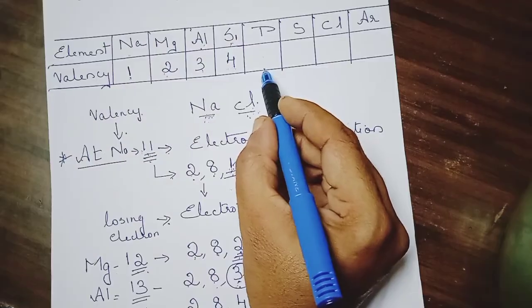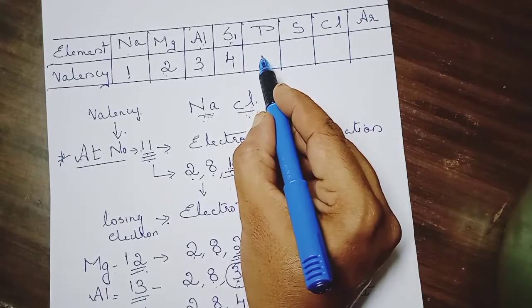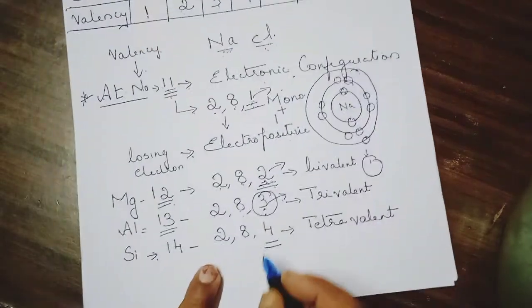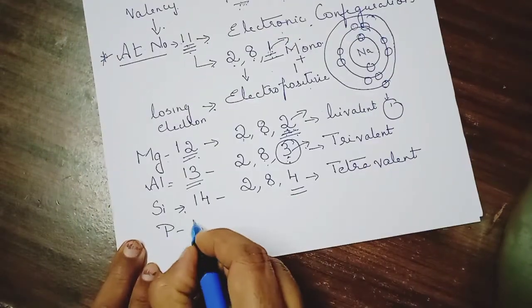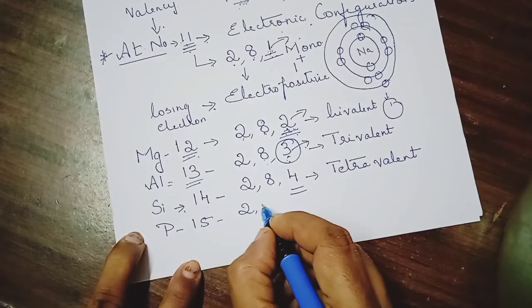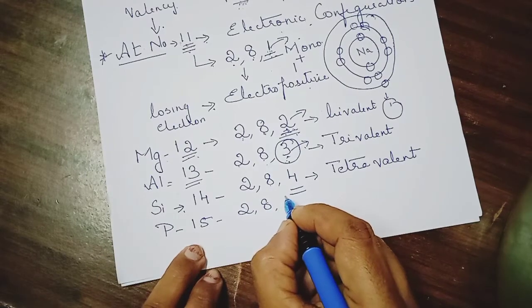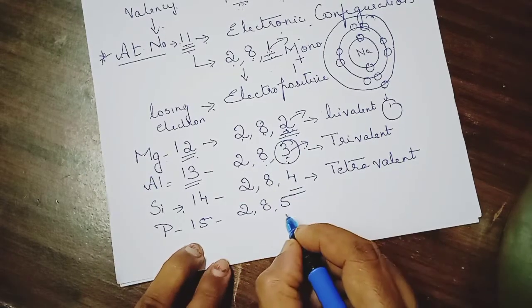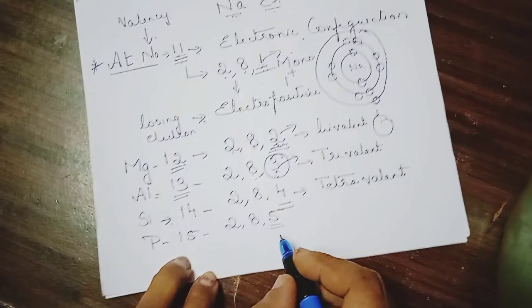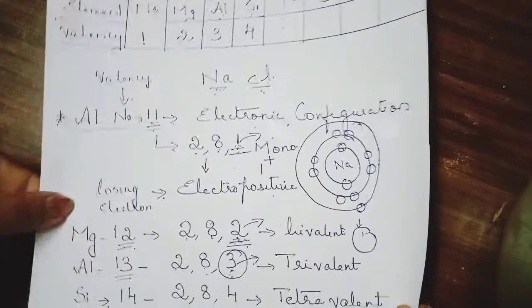So next let's see about phosphorus. Now phosphorus, the atomic number is 15. So when you take 15, the electronic configuration will be 2, 8, 2 plus 8, 10, 10 and 5. Now here in this case, you cannot take this valency as 5. Okay. Now I want you to see this.